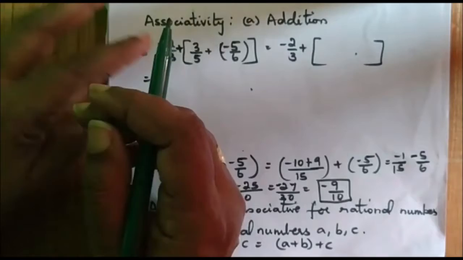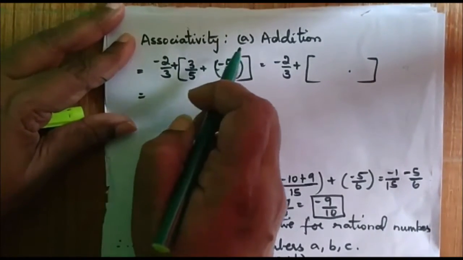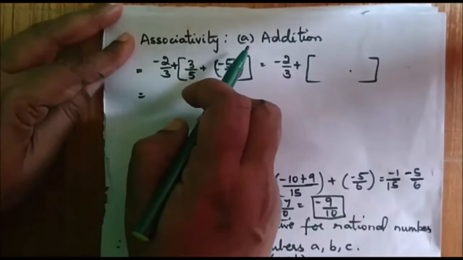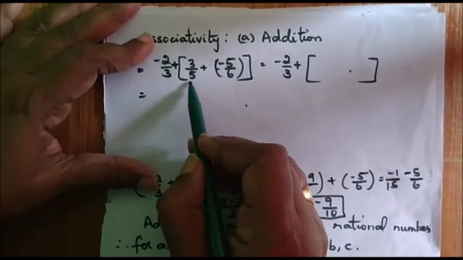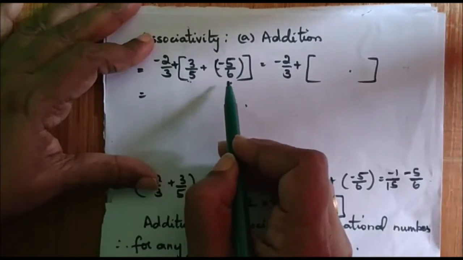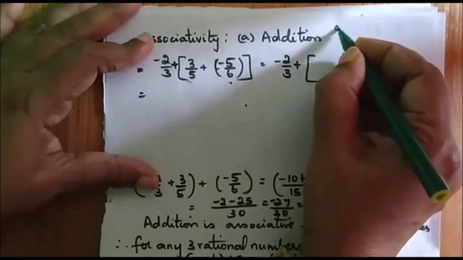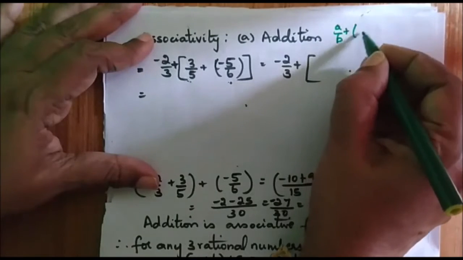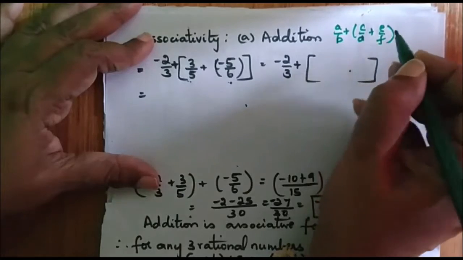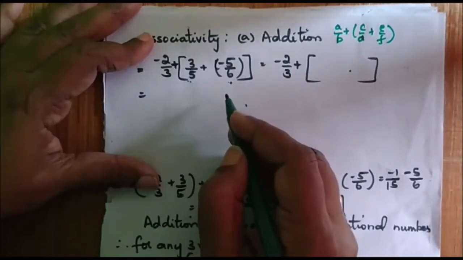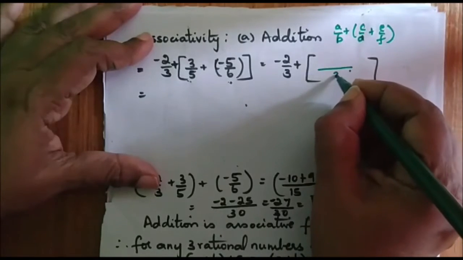Okay. Now let us go to the next property, that is associativity. Now under associativity, we will check the case of addition. That is, I have to add three rational numbers. It is of the form a by b plus c by d plus e by f. Okay. Now let me solve the numbers that are within the brackets. So let me take the LCM.